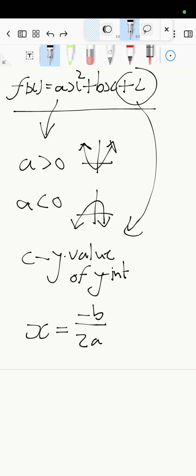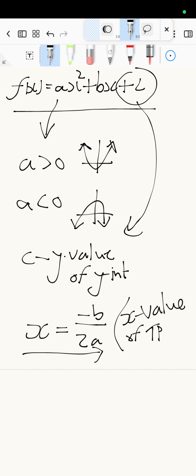But when you do have your quadratic form, which is the form that we have above, you can use this formula. And what is this formula for? Make sure you understand what this one is for. This is for the x value of your turning point. So when do you use that formula? When you've got your quadratic form and you want to find the x value of your turning point.